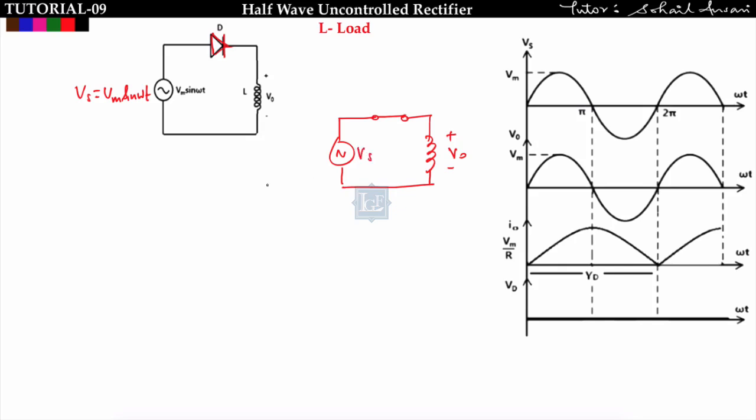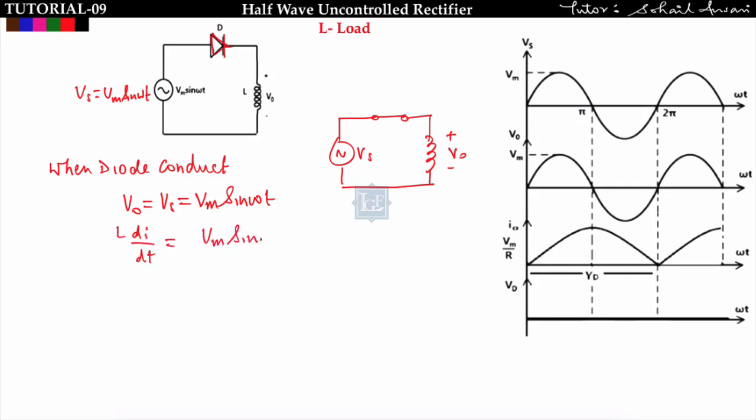Output voltage is equal to input voltage. So when the diode conducts, output voltage is equal to input voltage, that is Vm sin omega t, and output voltage is nothing but the voltage across the inductor, that is L di by dt, equal to Vm sin omega t. So di is equal to Vm by L sin omega t dt. Integrate from 0 to I, and here from 0 to omega t. I don't know up to what angle it will conduct, so I will take omega t.